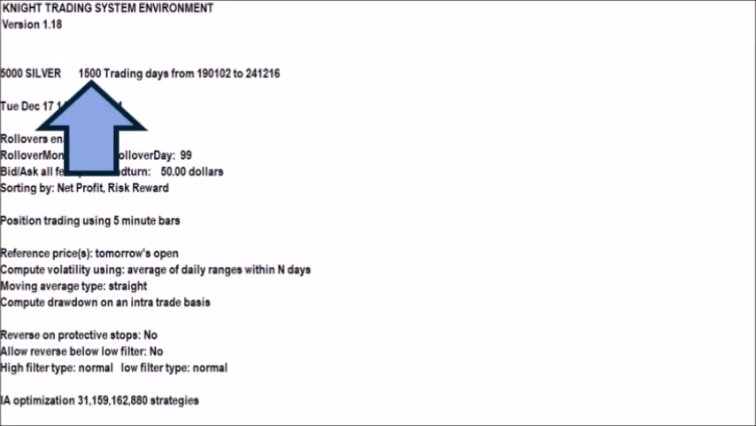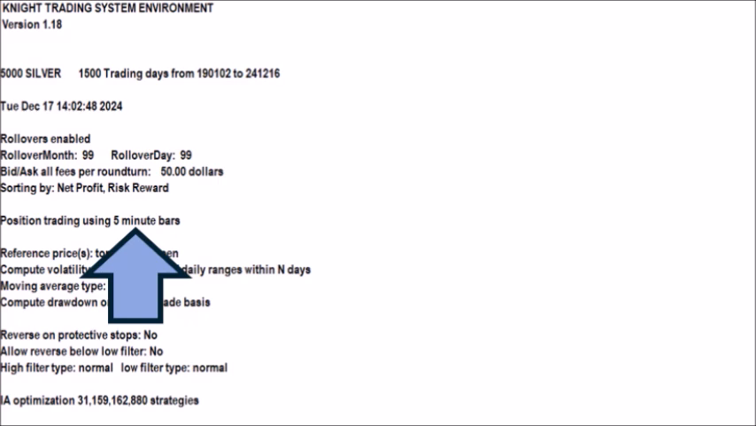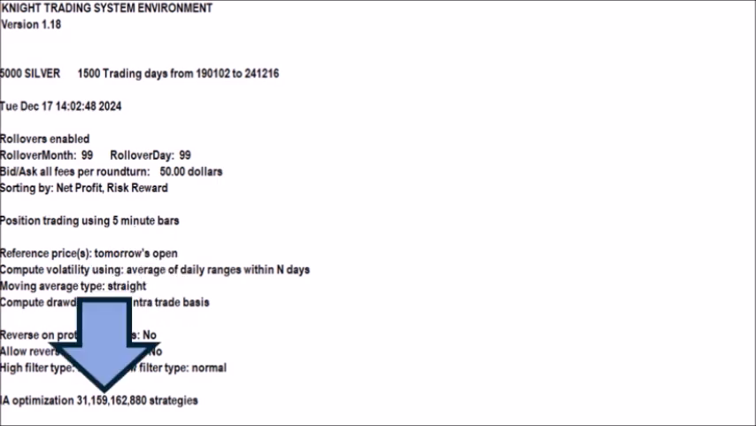Each market and contract size traded has 4,800 execution files. Each execution file can run 20 or more years of data using any time period from 1-minute bars to monthly. In this example, we're using 1,500 trading days of 5-minute bars and running more than 31 billion possible combinations of the objective trading parameters. And this 31 billion possible combinations is just one of the 4,800 execution files.